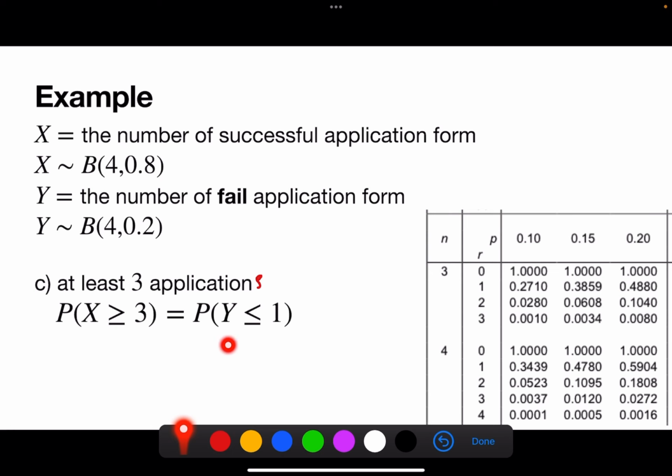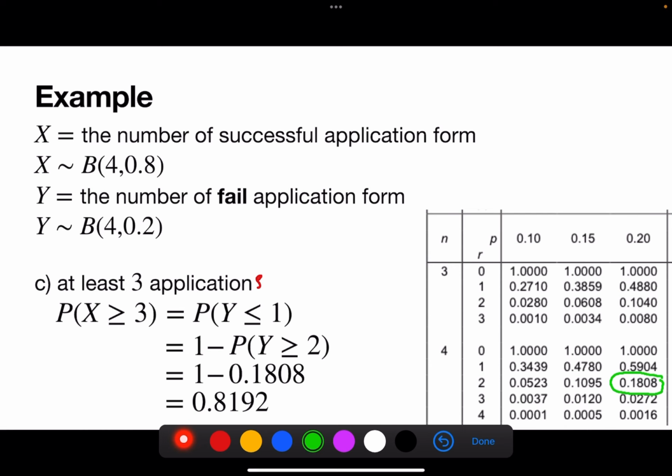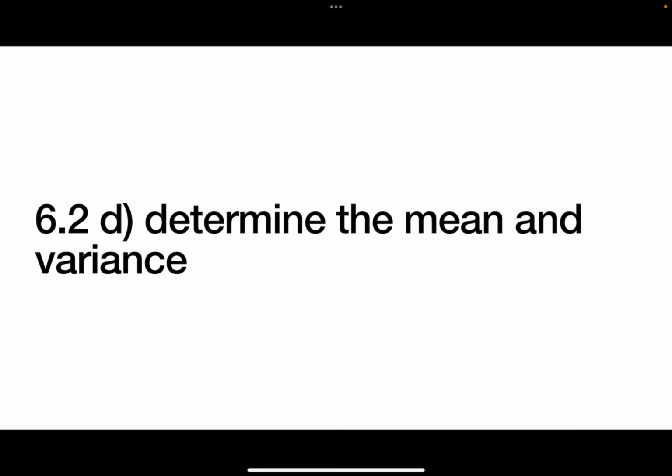So we cannot use the table. Whenever we see less than, we're going to do the complement. So 1 minus, what is the number after 1? 2. Probability of y greater than or equals to 2, this one we have found just now, which is 0.1808. So just subtract, we're going to get 0.8192.